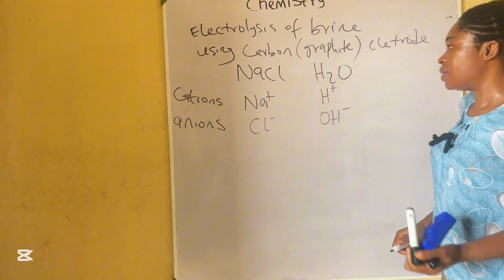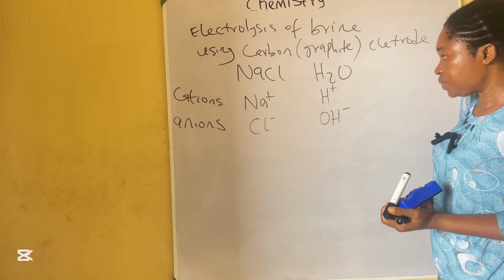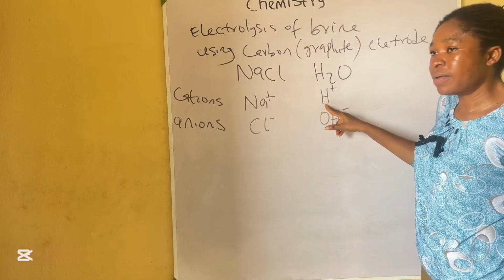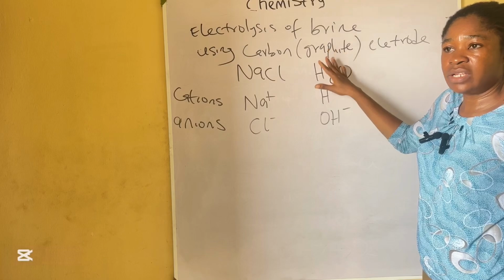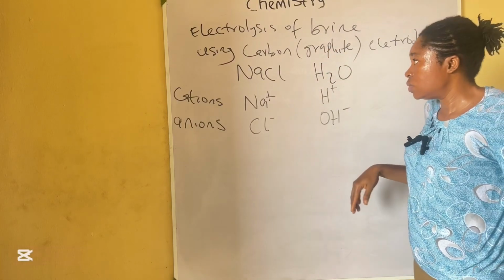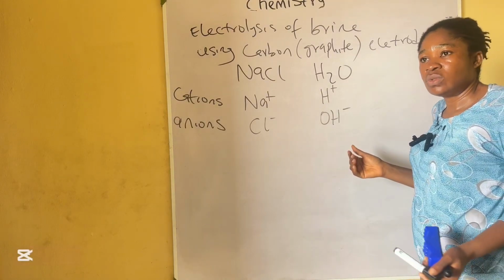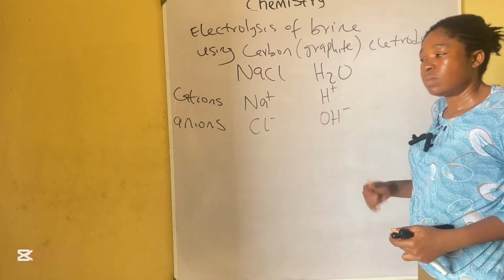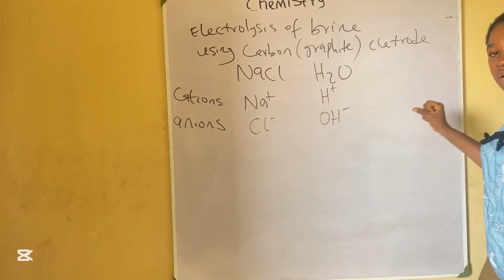So this is brine. At the cathode, what happens at the cathode? Sodium ion and hydrogen ion. Remember, the electrode that we are using is graphite electrode. This is the inert electrode that doesn't take part in the electrolytic reaction. So if you are asked to give two examples of an inert electrode, you can give carbon, platinum. Okay, look at this. Sodium and hydrogen ion, they're going to migrate to the cathode.